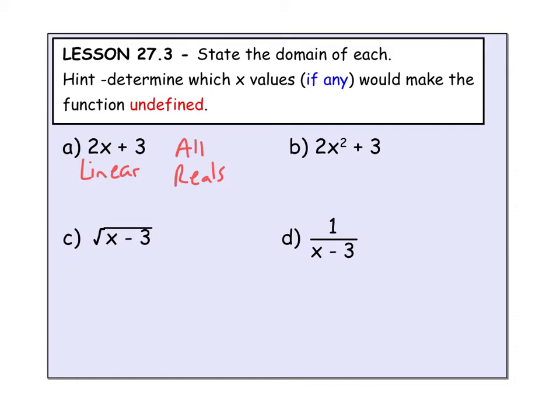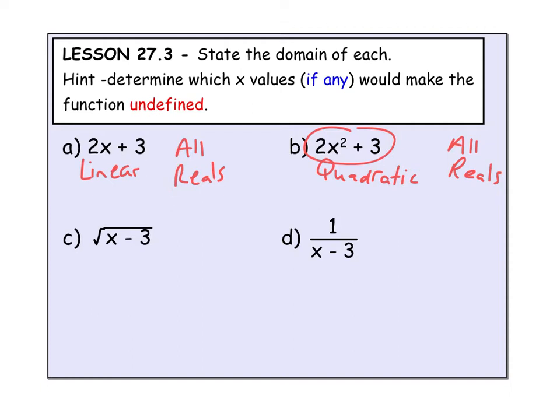And then the next family of functions that we studied was the quadratics, right? So something like 2x squared plus 3. Is there any x value that would make 2x squared plus 3 become undefined? And the answer is no. Again, the domain is all real numbers because you will always get an answer. If you plug an x value into 2x squared plus 3, you're always going to get a real answer out.